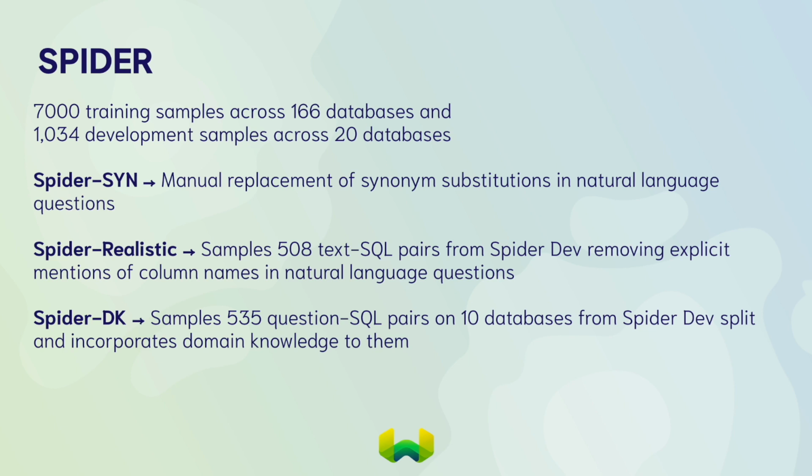Spider Realistic is about removing any mentions of column names in the queries. So similar idea, instead of replacing it with a synonym, you just outright remove any mention of a column. And then domain knowledge, this one I think is a little more nuanced.